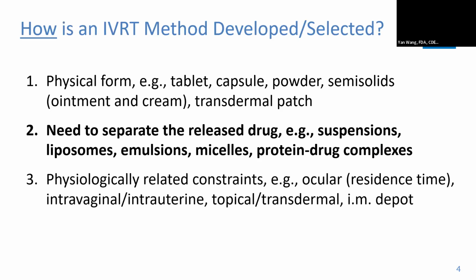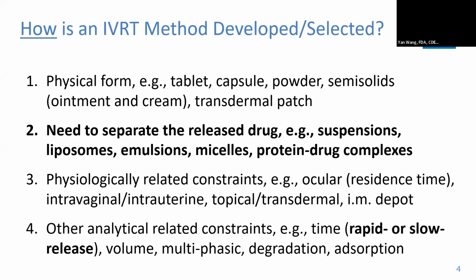And then also when one develops a method, we need to consider if there is any physiological constraint and what is the route of the product. If it's ocular, we may have to consider the in vivo residence time to be more biorelevant. And if it's intravaginal, intrauterine, then those are generally very long-acting product and we need to consider the physiological fluid composition of those things.